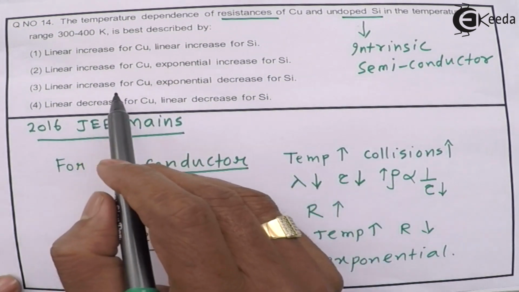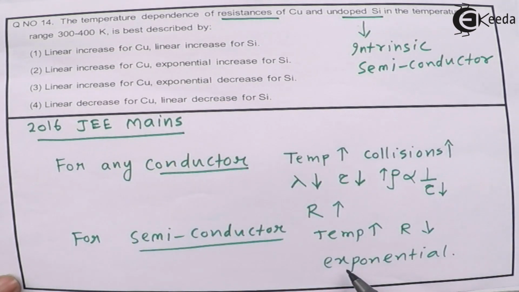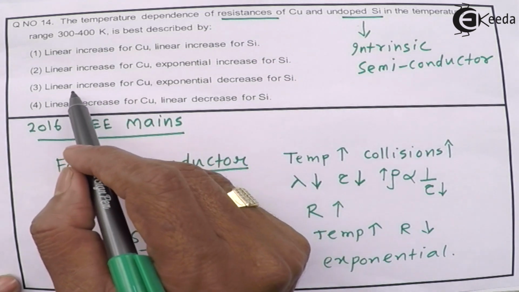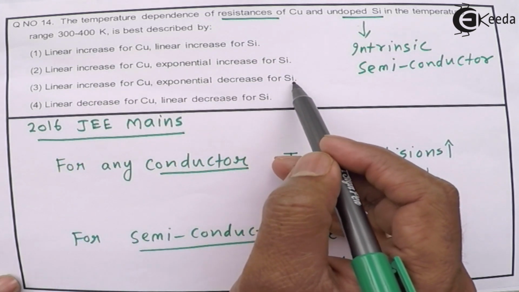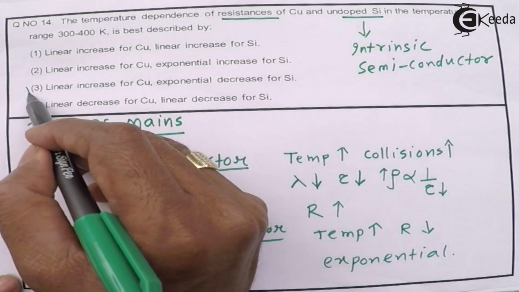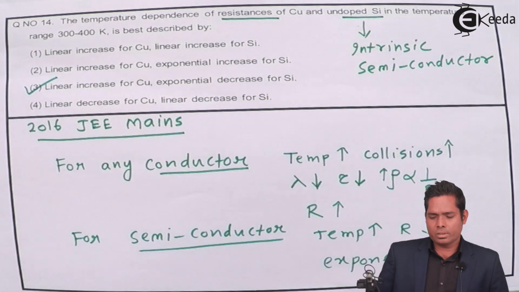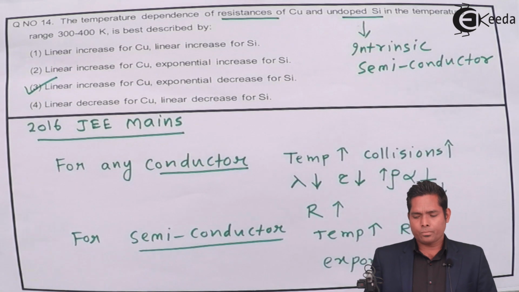So this is the theory. You can see the textbook for the expression of exponential decrease of resistance. So we have an exponential decrease for silicon. Option number 3 is the correct option. Okay, thank you.